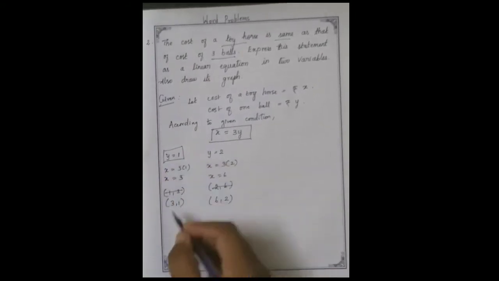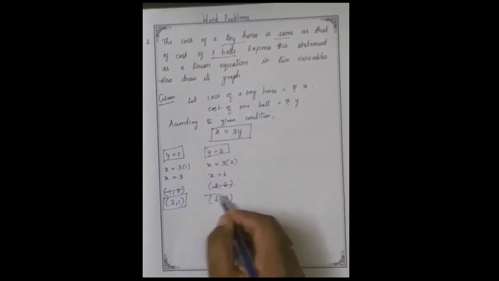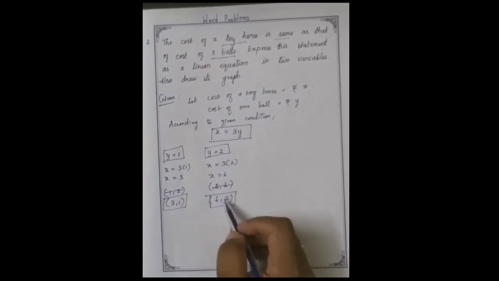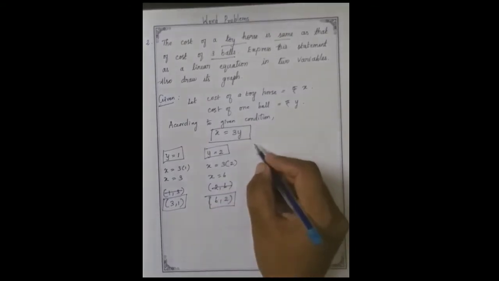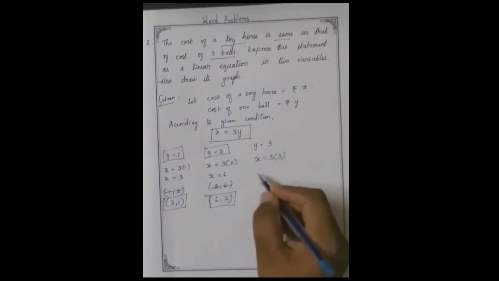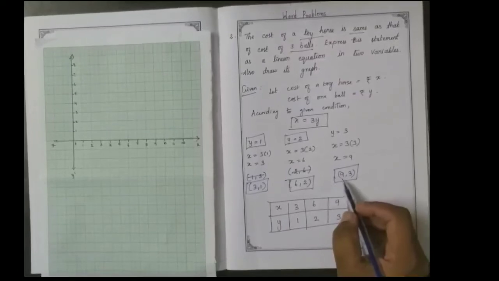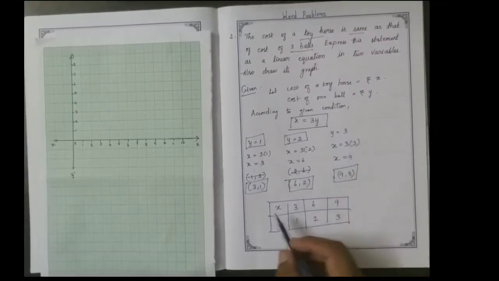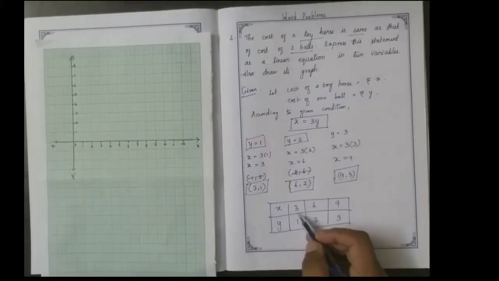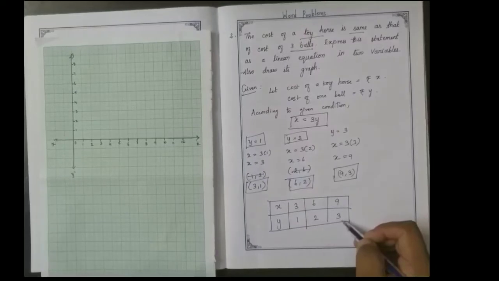Y is equal to 1, then x is equal to 3. Y is equal to 2, x is equal to 6. While writing the ordered pair, you have to write the x value first and y value next. Similarly, y is equal to 3, x is equal to 3 into 3, that becomes x is equal to 9. So the ordered pair is 9 comma 3. Now we can form a table of x and y: x is 3, y is 1; x is 6, y is 2; and x is 9 and y is 3.